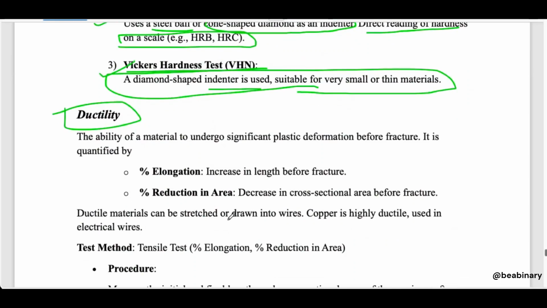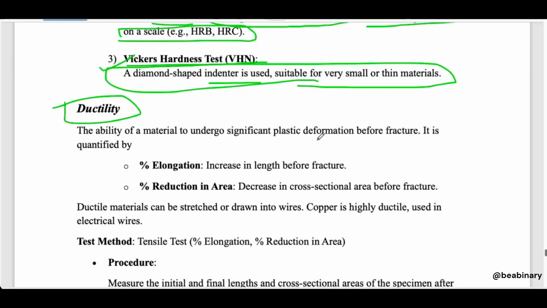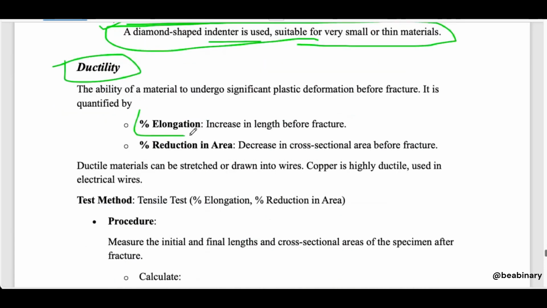So ductility is the ability of the material to undergo a significant plastic deformation before fracture. It is quantified as, how can you quantify? Percentage of elongation. When you stretch the material, how much percentage they have elongated. That is one. And the second one is how much percentage reduction in the area.